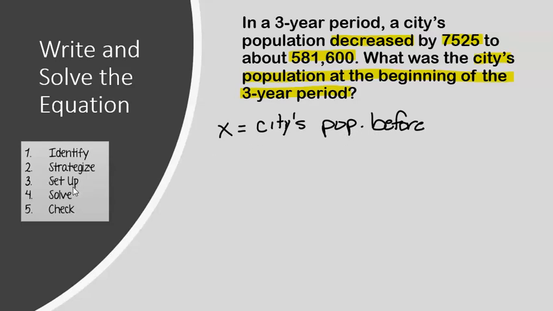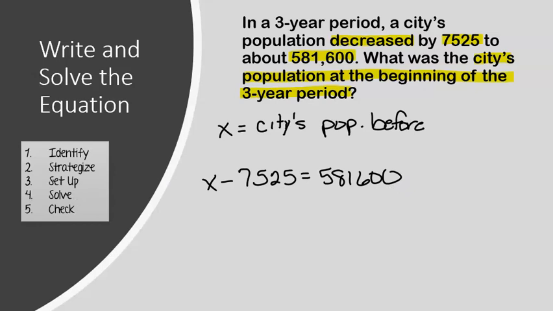All right, next we need to set up. We actually need to write our equation. It tells us that the city's population decreased by 7,525. So if this was the original population, then my equation would be x minus 7,525, because decreased is subtraction. And that it's now, that's going to be my equal sign, 581,600. All right, so that's my equation. So my population decreased by 7,525 and is now 581,600. Okay, so I did setup.